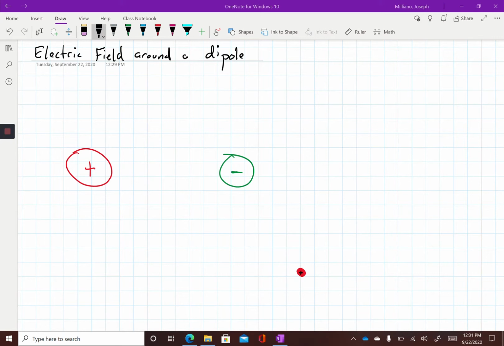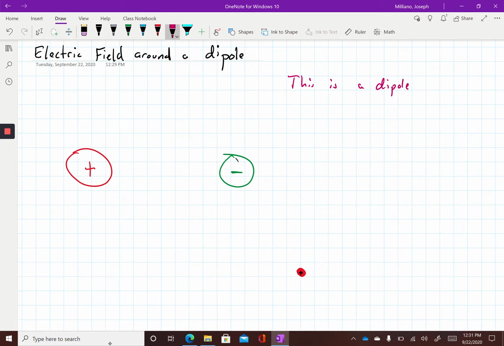In this video, I will draw the electric field lines around a dipole. A dipole is this arrangement where you have a positive charge and a negative charge, and that's what a dipole is. So this is a dipole.